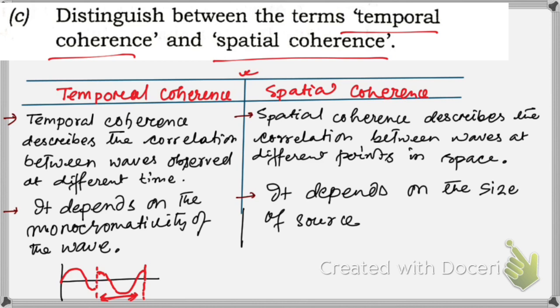Now suppose we have two waves. Suppose this is one wave and this is another wave. Let me draw it this way.